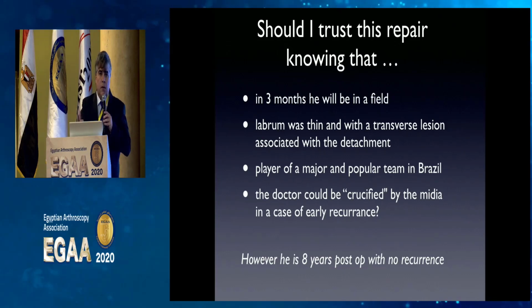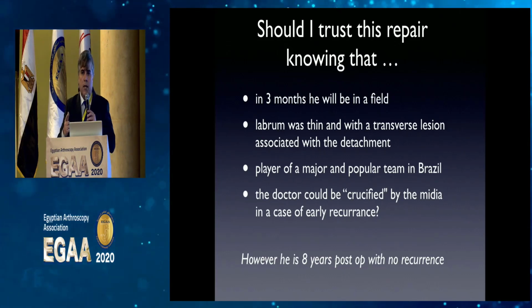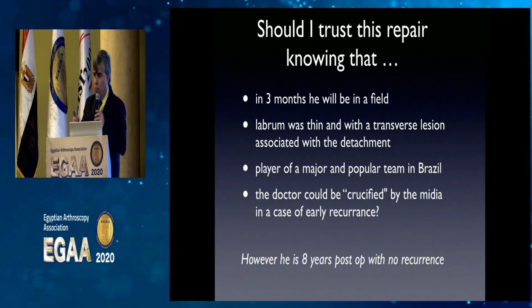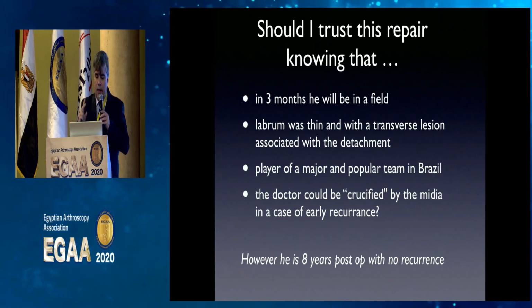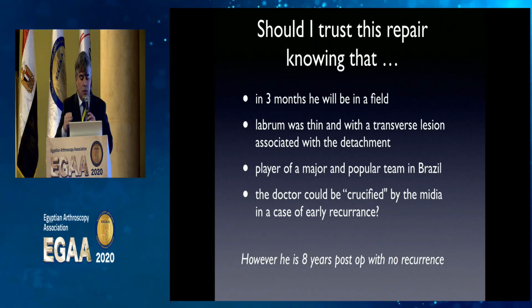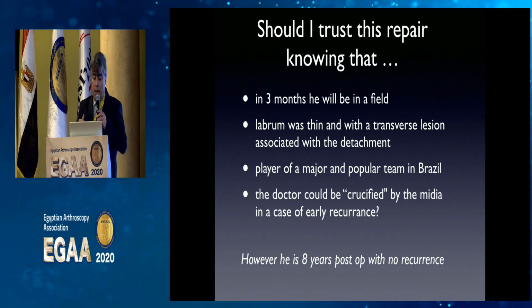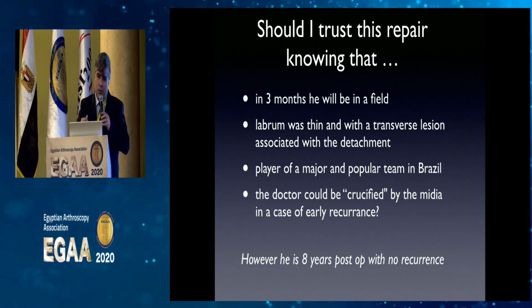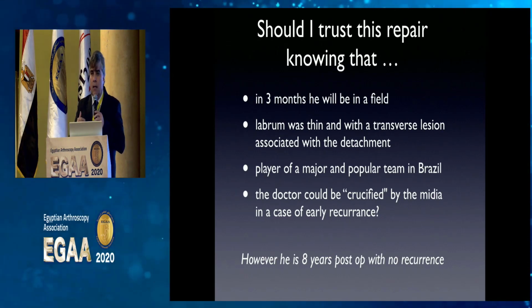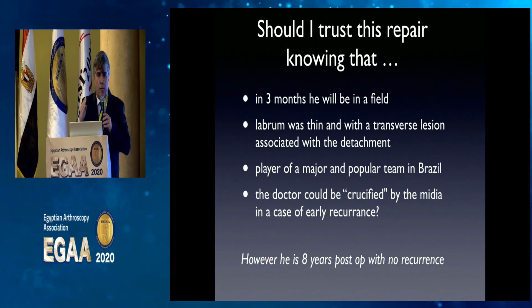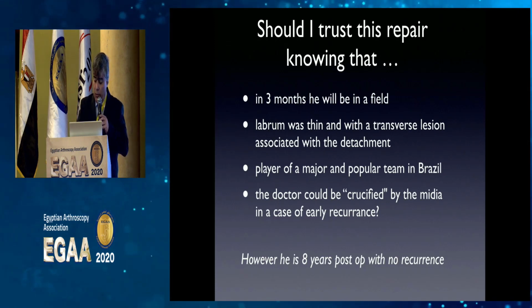In 3 months, he will be in the field. Because with soccer players in Brazil, if you tell them you're going to be 6 months out of sports, probably in 3 months you're going to turn on the TV and they're going to be playing. Second, the labrum was thin, a transverse lesion with detachment. He plays on a major and popular team in Brazil. Not a good team anyway, I don't like it, but it's a popular team. And you know, as a team physician, that the media does not accept failures. So if you do a repair and the shoulder redislocates, you're probably going to lose your job as a team physician in Brazil. However, he's 8 years out and he's had no recurrence so far.